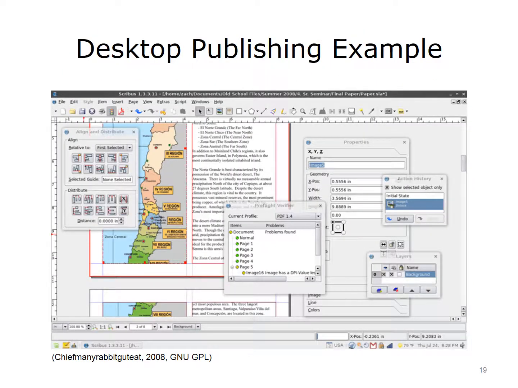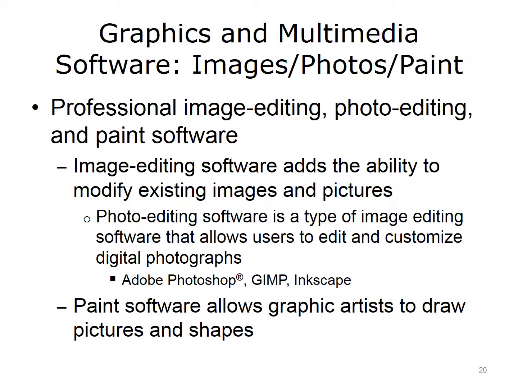This is a screenshot of the desktop publishing software Scribus. Notice the complex formatting and layout tools. They are far more powerful and precise than the options available in a word processor. Professional versions of image editing, photo editing, and paint software are used in the workplace by graphic artists and designers.